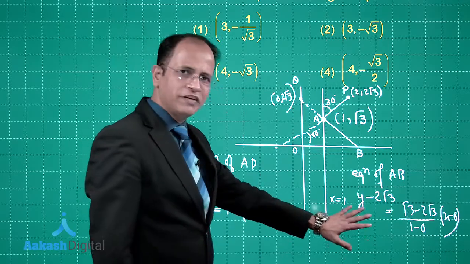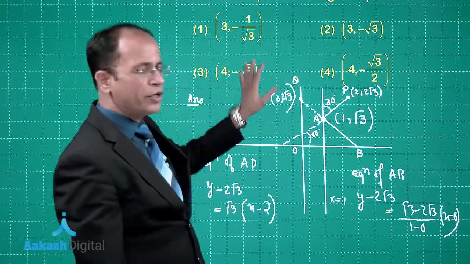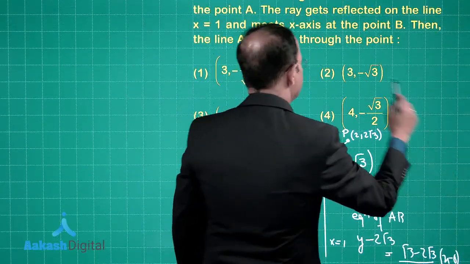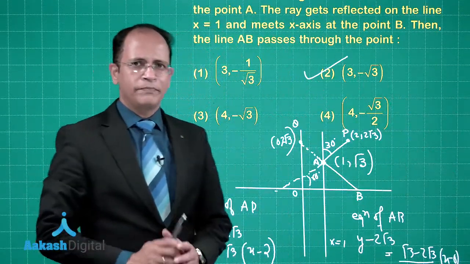Now with this equation of AB, we need to check what are the points that will be satisfying this particular equation. So yes, the second point seems to be the correct one. So hopefully this is clear to you.